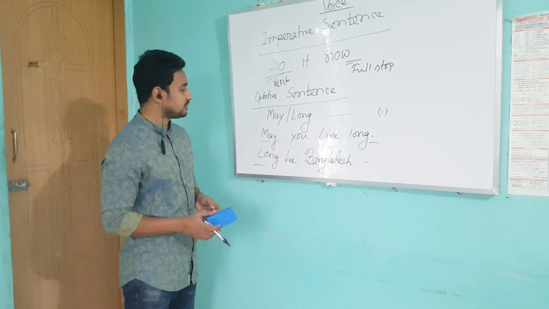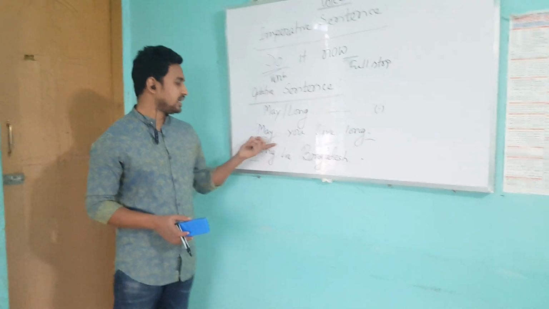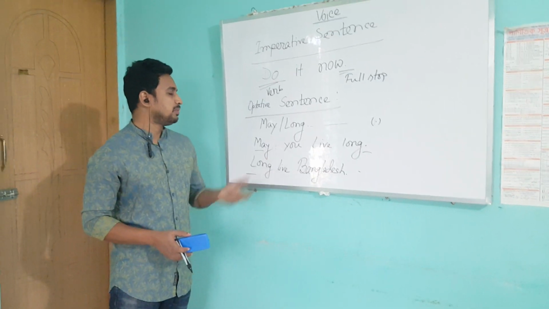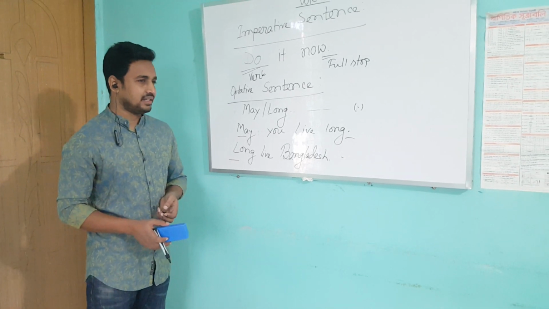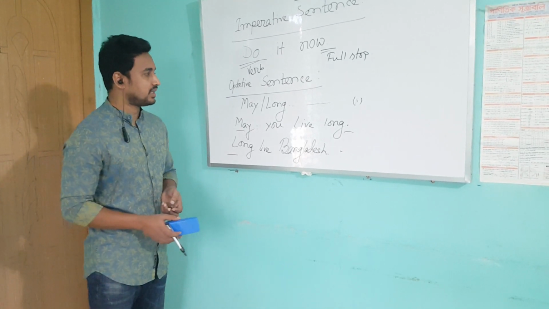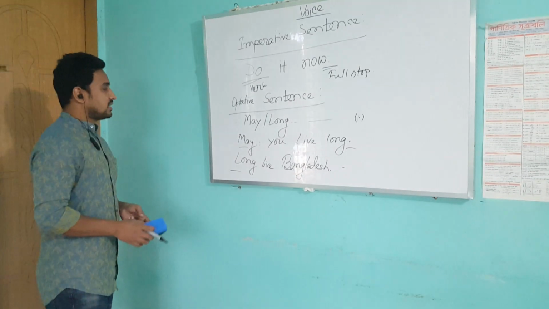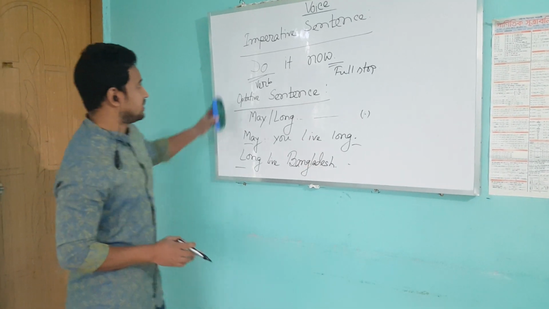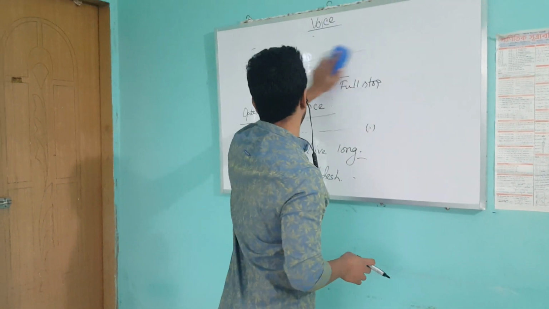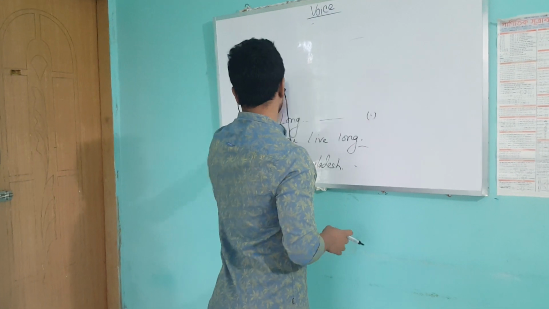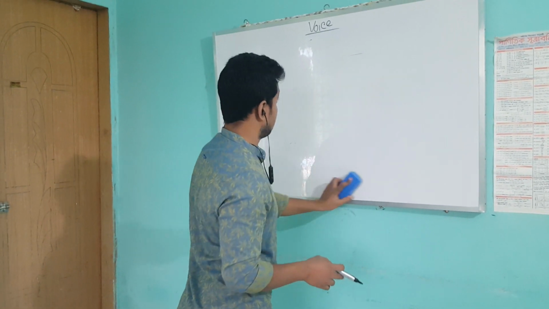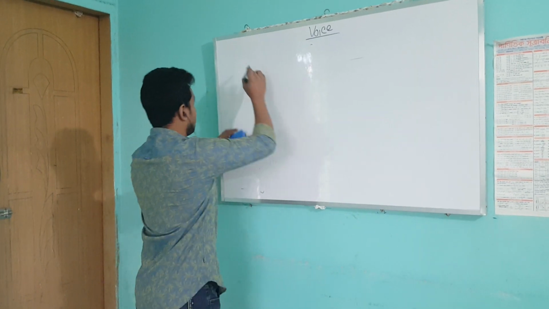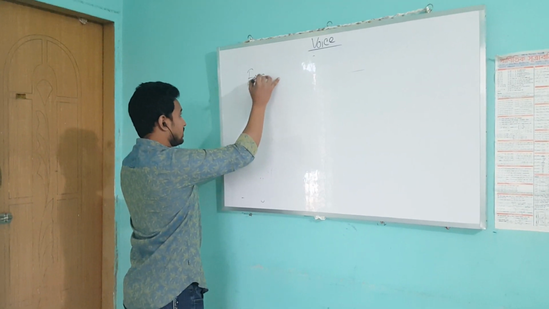Another thing is important. Sometimes this "may" or "long" may be hidden or silent, but we have to understand it in that case. It's an example. Alright, last we have the exclamatory sentence.